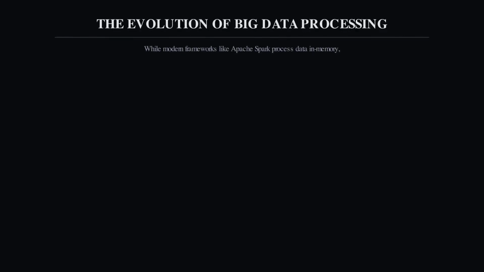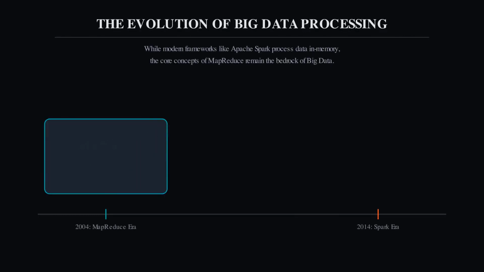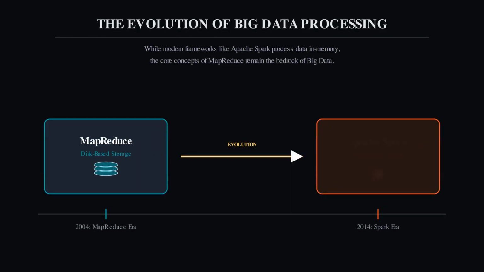While modern frameworks like Apache Spark process data in memory, the core concepts of MapReduce remain the bedrock of big data.